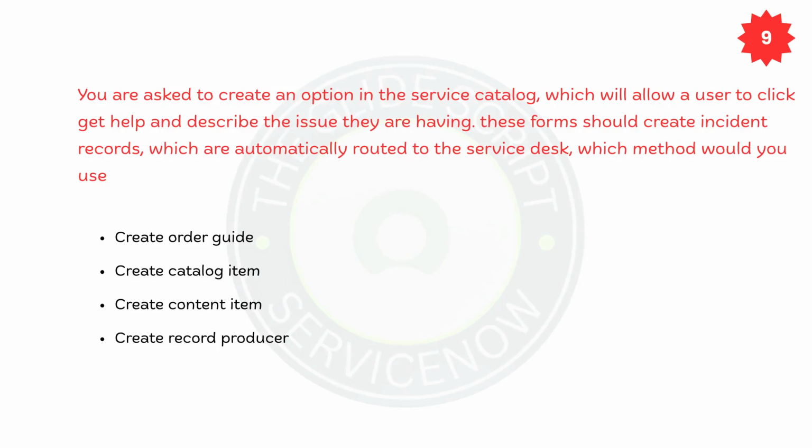Next, you are asked to create an option in the service catalog which will allow a user to click, get help and describe the issue they are having. These forms should create incident records, which are automatically routed to the service desk. Which method would you use? The options are create order guide, create catalog items, create content item or create record producer. In this case, option number 4 will be correct, create record producer, because the record producer is a specific type of catalog item that allows end users to create task-based records, such as an incident record, from the service catalog.